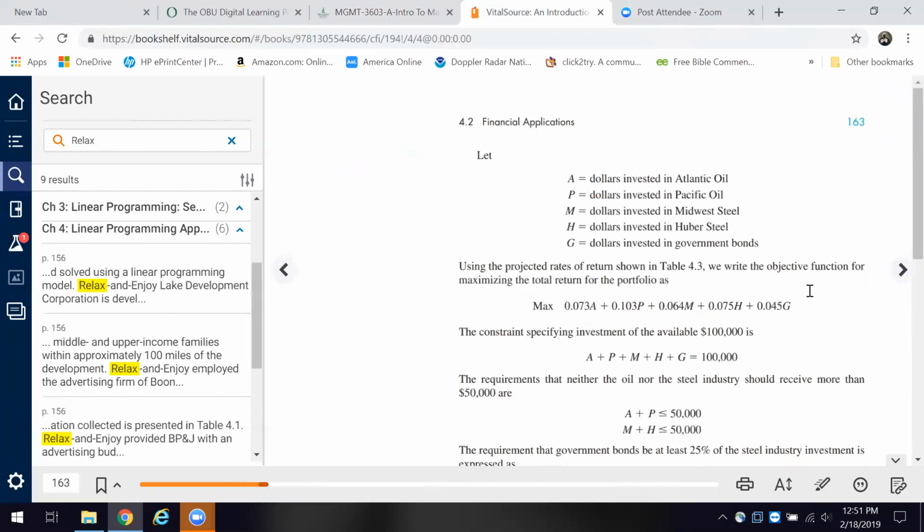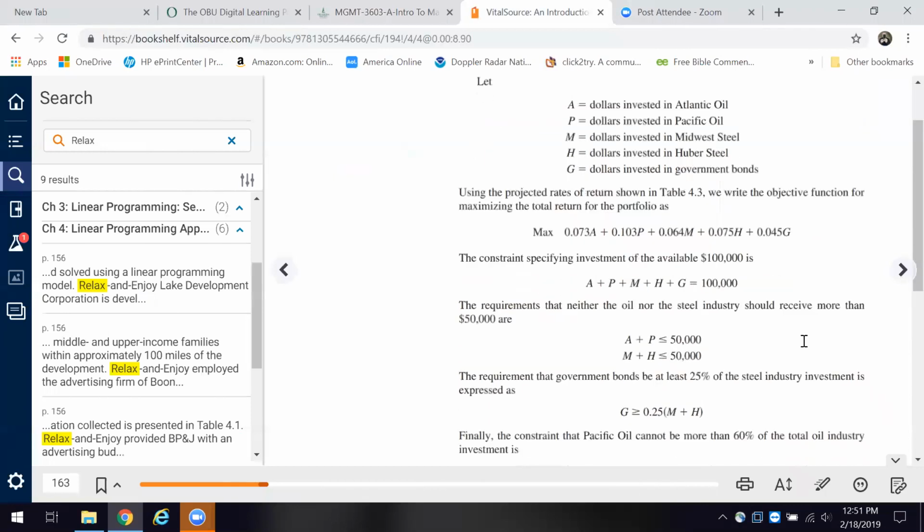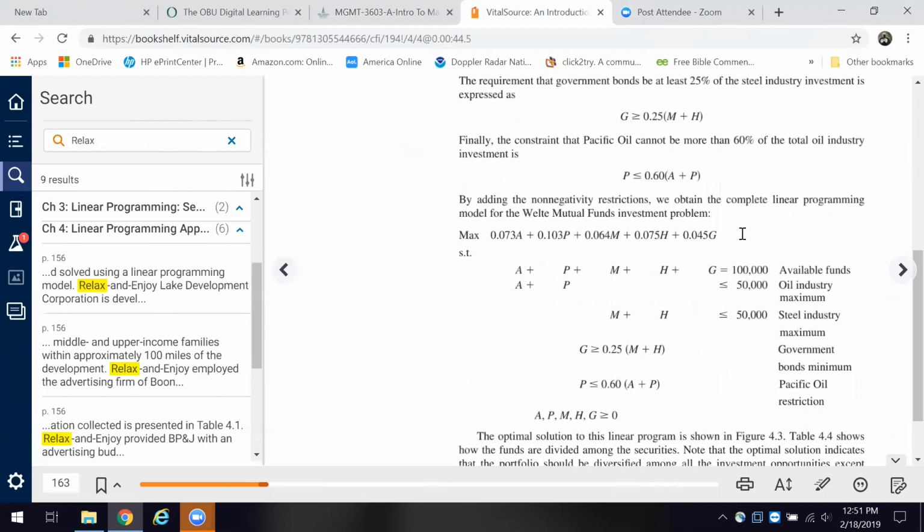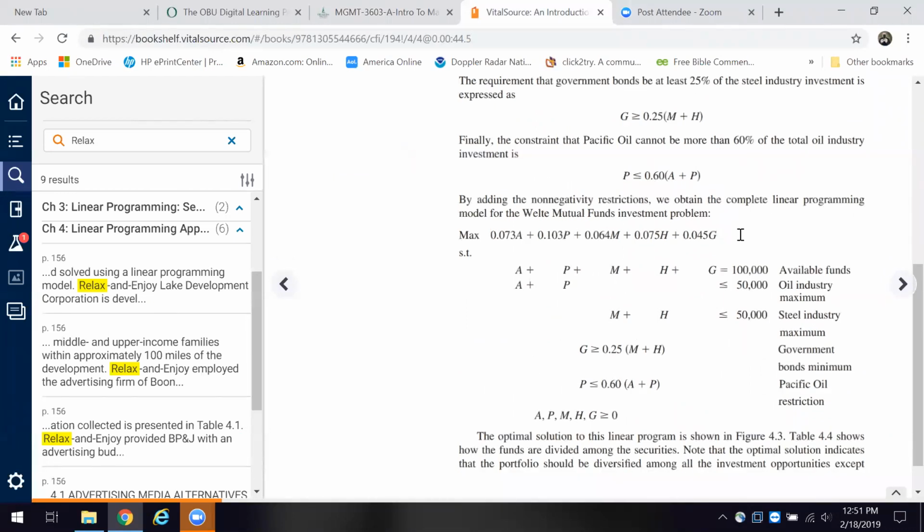Okay, and then the constraints, and they have some others, that neither of these, steel or oil, will get more than $50,000. They will receive no more than 50 grand. So we're building in the constraints and the Pacific Oil constraint. And so you can see here we are. Here's the objective function. Okay. And it's subject to the following constraints.